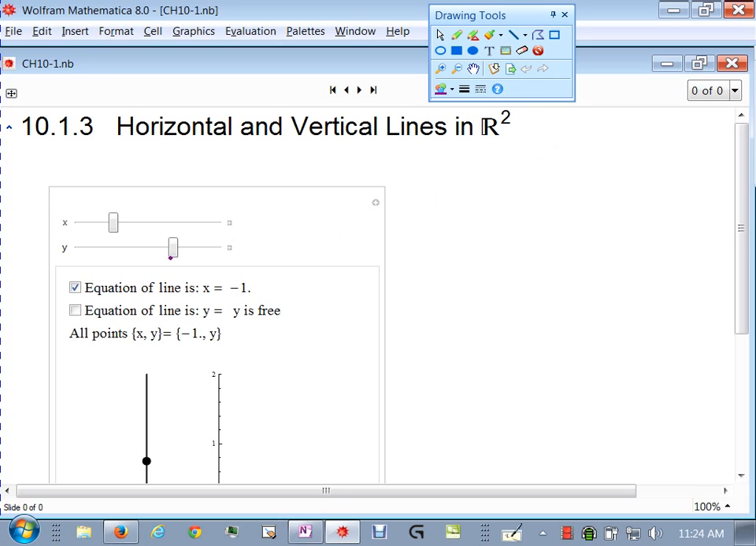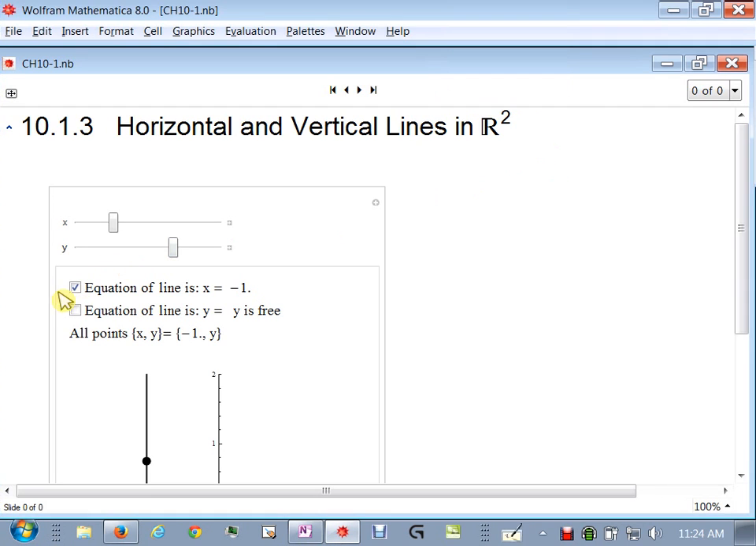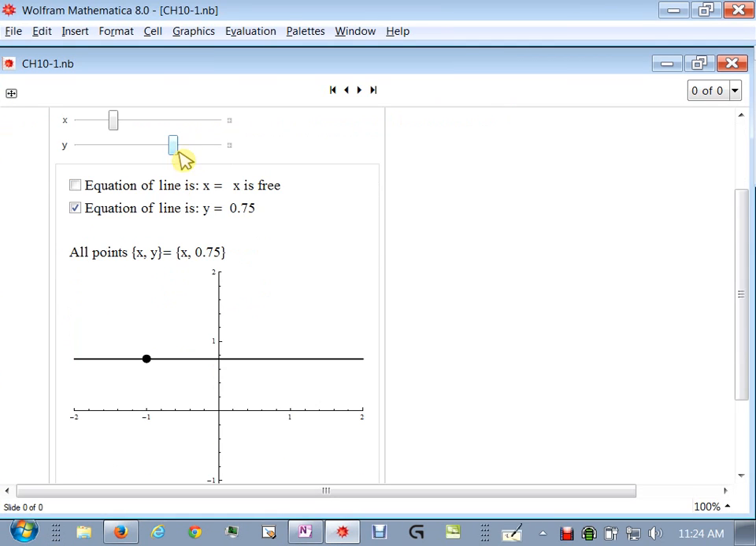Okay. Now, if we switch it around and we say y is fixed and your x is free, so we can pick our y to be anything we want. Our x value is free, so all our x coordinates can change. Then we get our horizontal line instead.